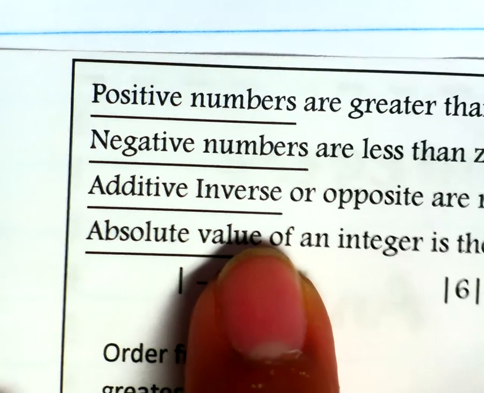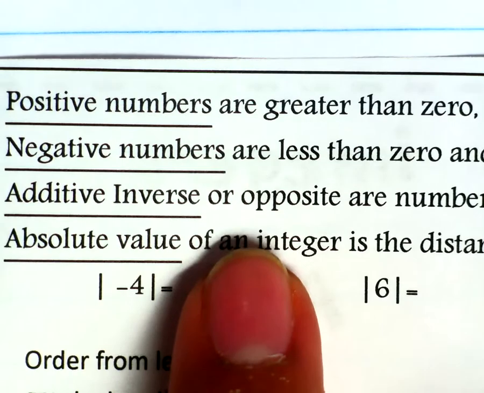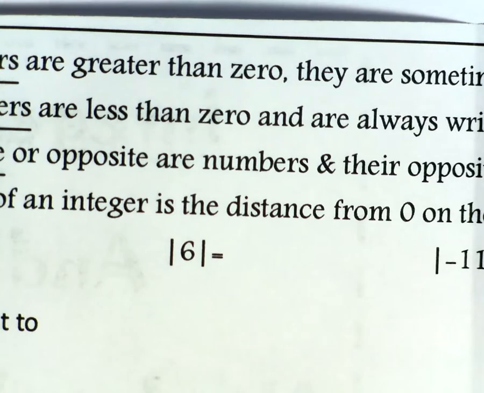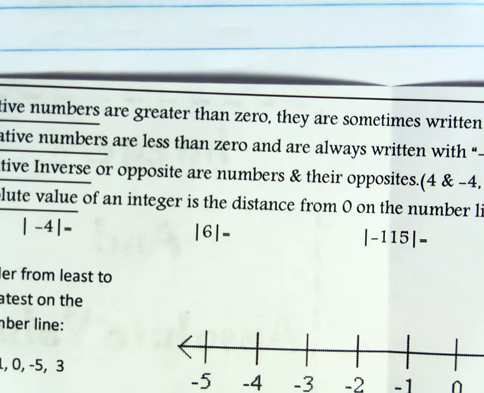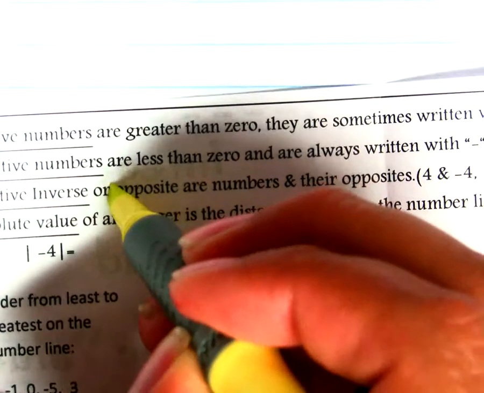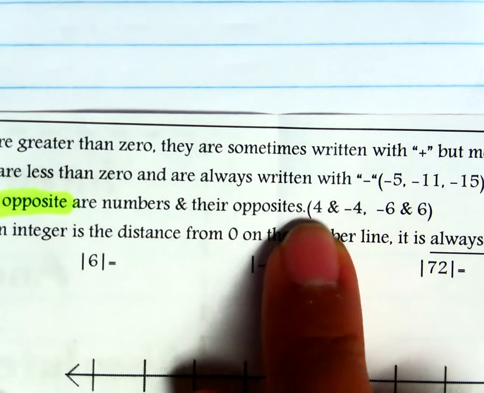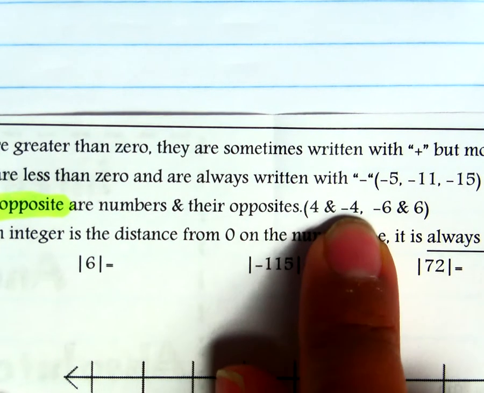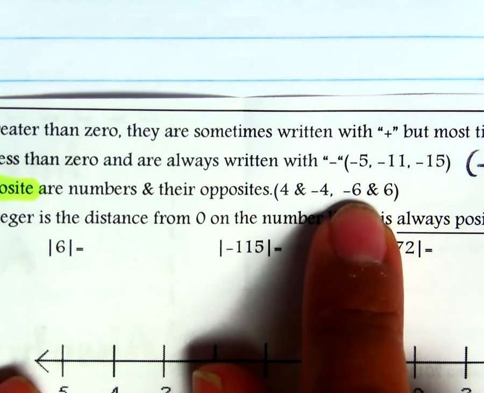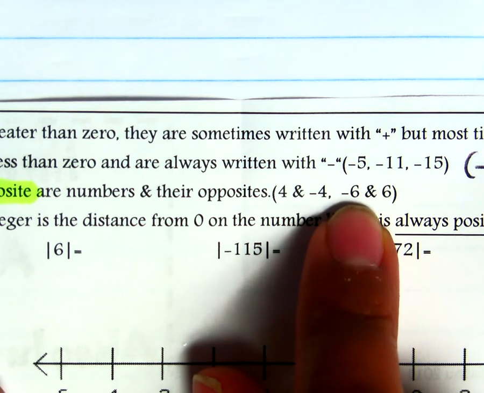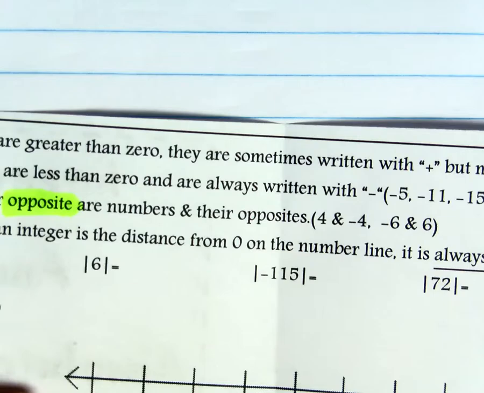Positive and negative numbers. Nayeli, go ahead and read additive inverse. Additive inverse, or opposite, are numbers and their opposite. 4 and negative 4, negative 6 and 6. Good, thank you. So you'll hear these sometimes, additive inverse or the opposite, right? We've been saying opposite a lot. So this is just saying that the opposite of a positive number is its negative version, right? So what's the opposite of a negative 8? Positive 8, right? What's the opposite of a positive 12? Negative 12. So it's just the same number, opposite sign.